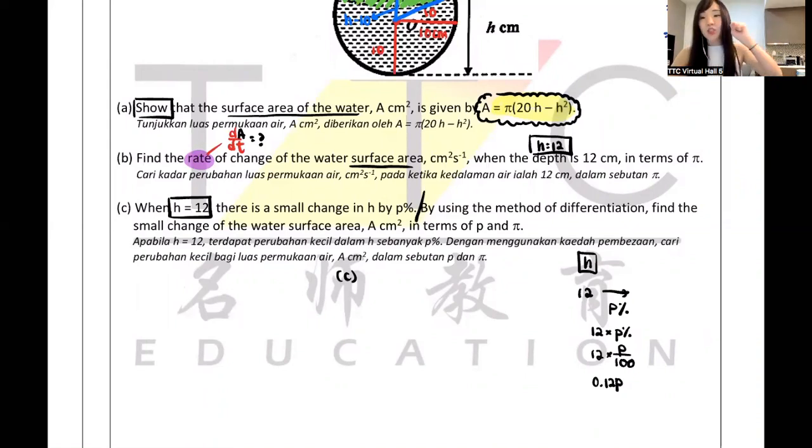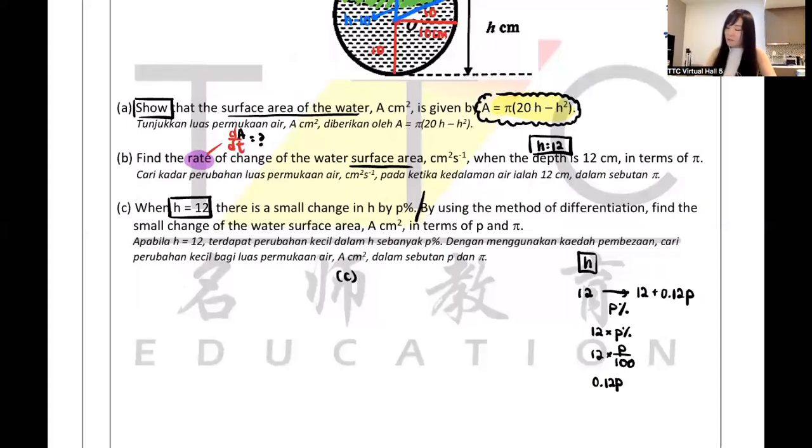So the starting is 12. I increase by 0.12p. My new one is 12 plus 0.12p. But guys, actually the question never says increase. So you can say 12 plus 0.12p, or 12 minus 0.12p, because they never say it's an increase or decrease. But it doesn't matter, the answer is the same.